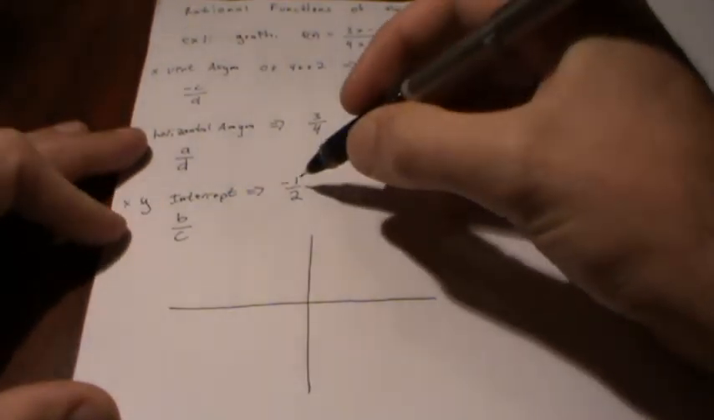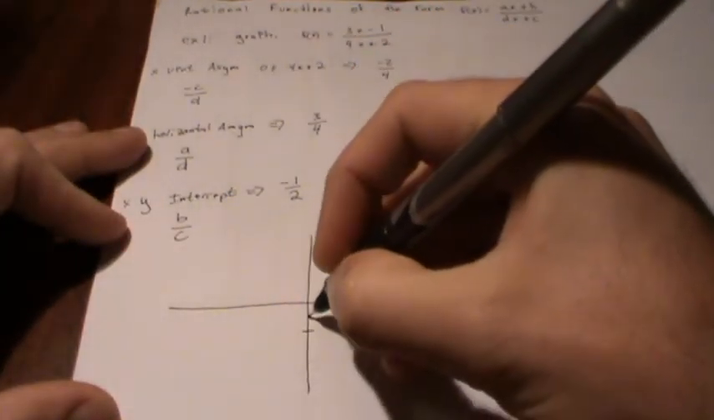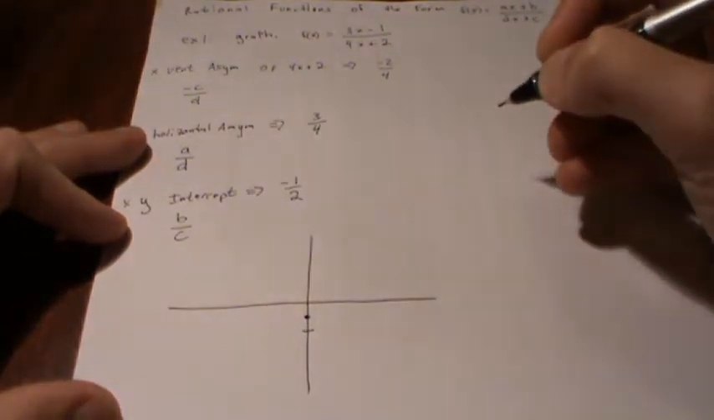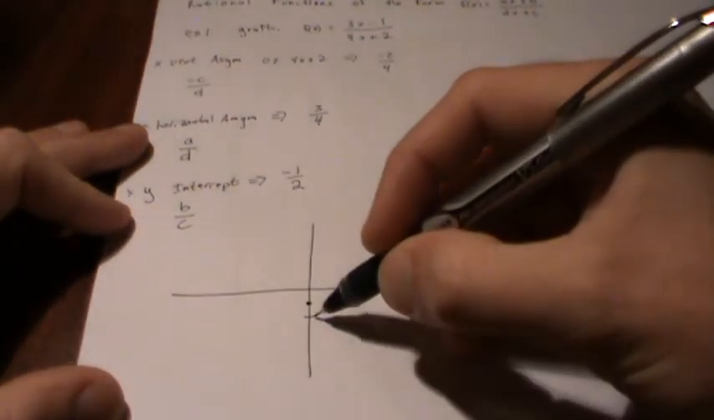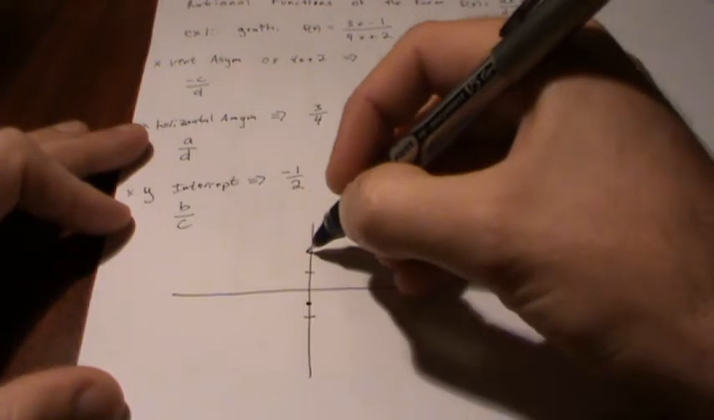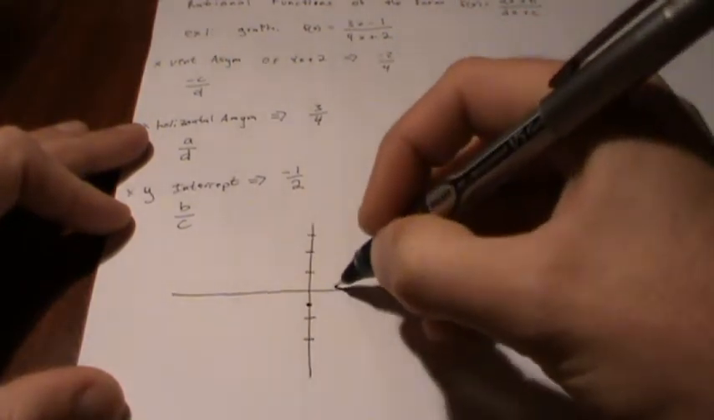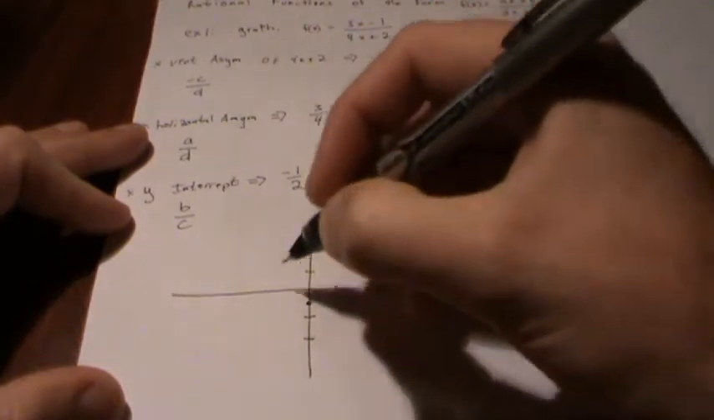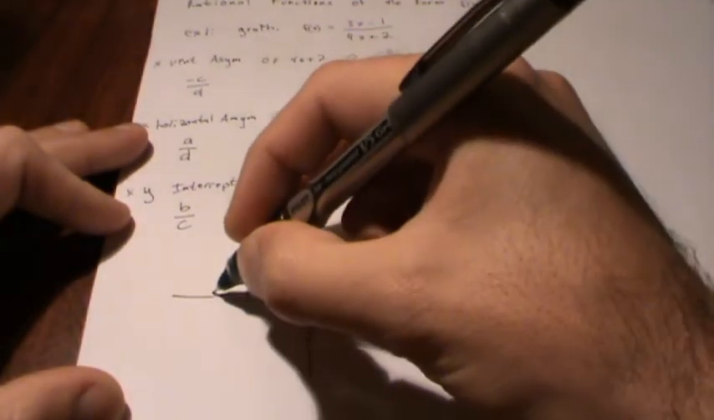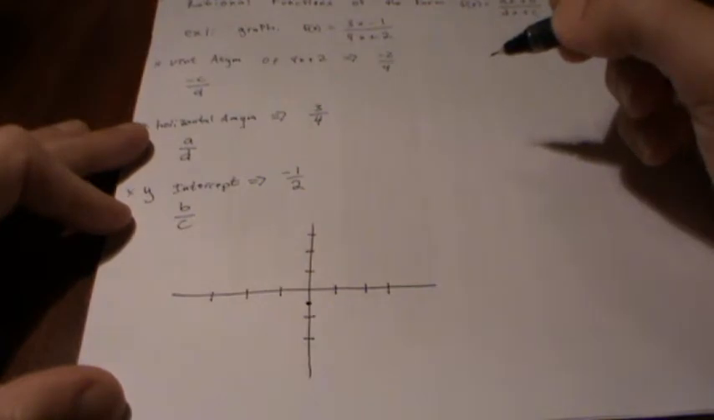Let me come out a little bit. There we go. So I do know that I have a y-intercept at negative 1/2. All right. This being 1, this being 1, 1, 2, this is 3, negative 2. Then I got 1, 2, 3, negative 1, negative 2, negative 3. So I'm starting to build a graph.